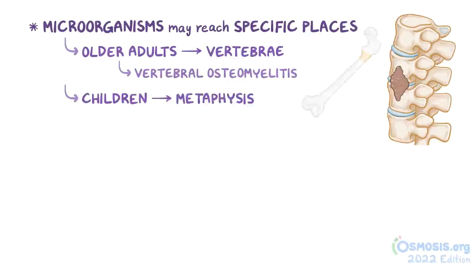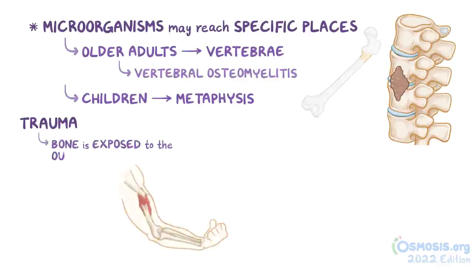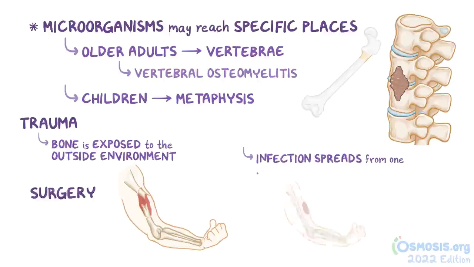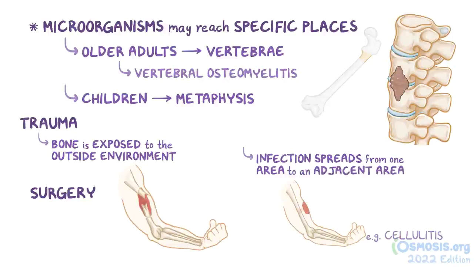The second way that bacteria cause osteomyelitis is through trauma. For example, in an open fracture after an accident, the bone may get exposed to the outside environment and come into direct contact with bacteria. A third way is during surgery, when there's bacteria that's introduced into the bone. A fourth way is when an infection spreads from one area, like cellulitis, which is an infection of the dermis layer of the skin, to an adjacent area, like the bone. And this is known as contiguous spread.